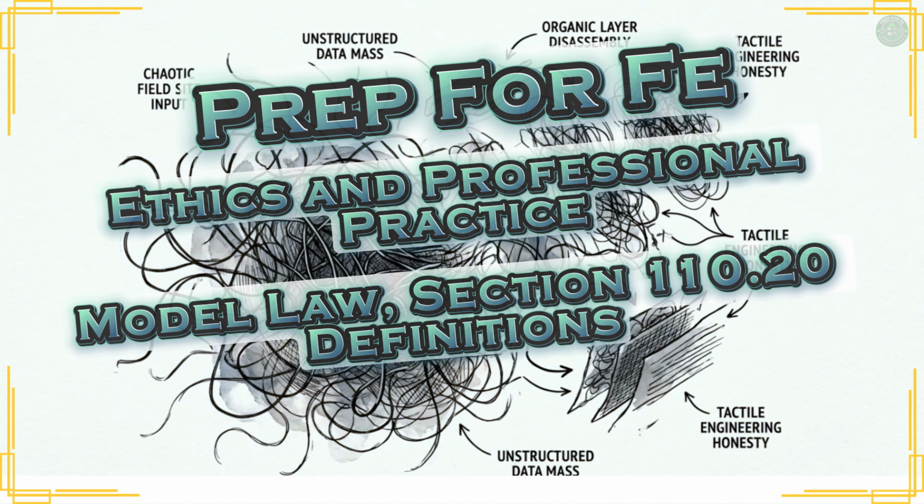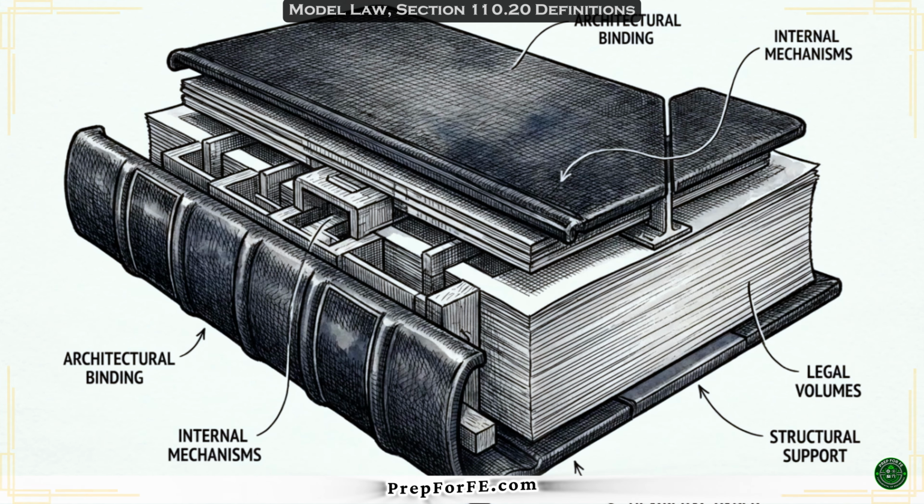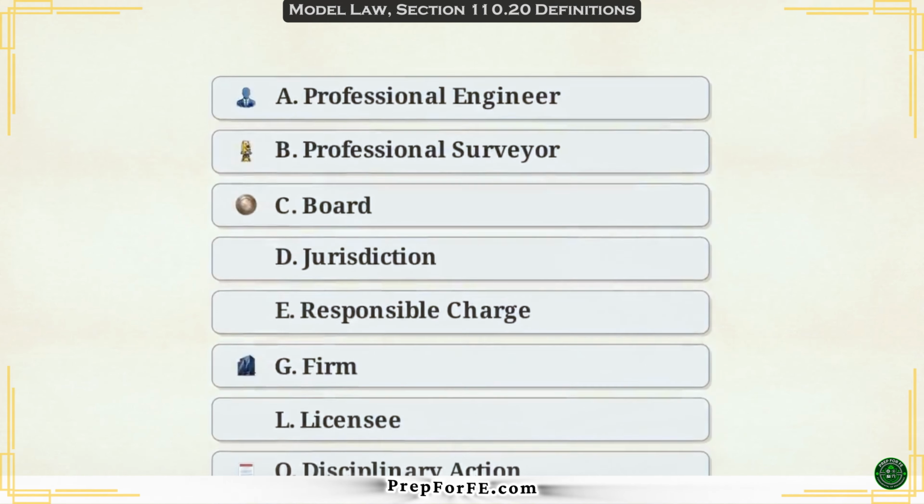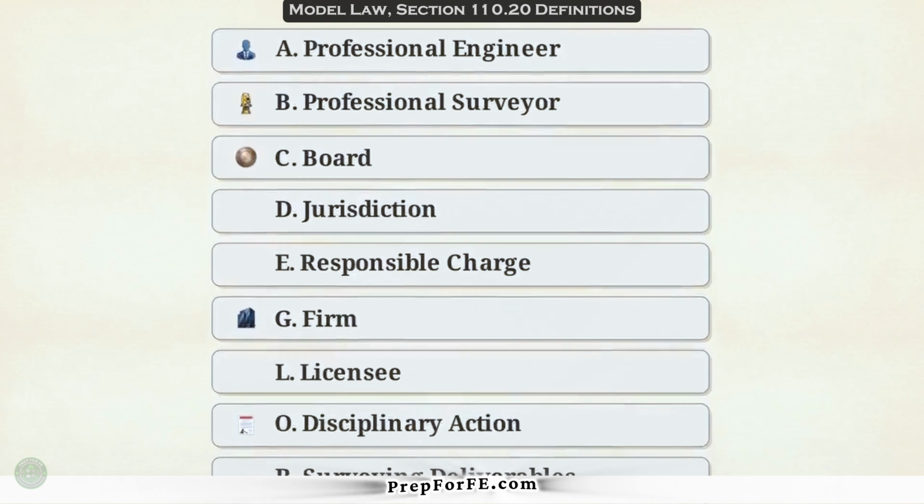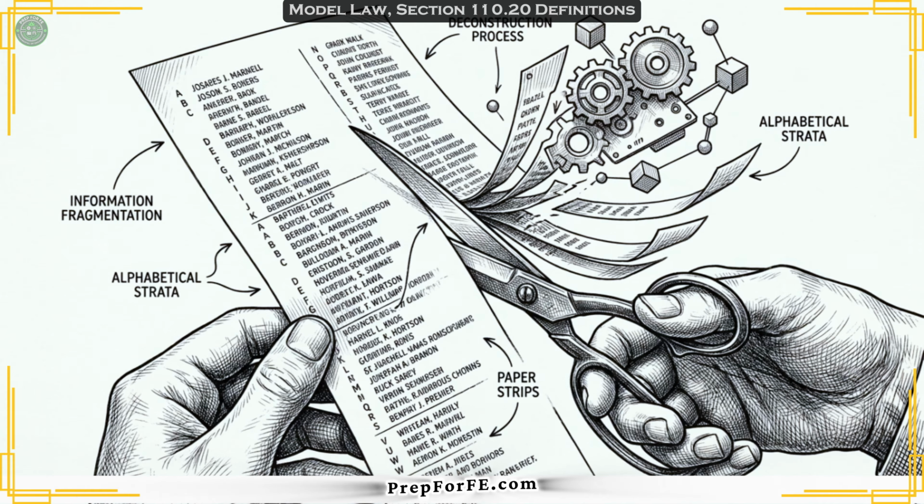Relying on everyday conversational understanding of an engineer or a surveyor is a vulnerability on the exam. Success requires precision with the exact statutory language. Section 110.20 is presented in the source material as a dense, flat, alphabetical list. This format makes it difficult to memorize, because alphabetical order obscures how these rules interact in practice. To study this effectively, we will deconstruct that alphabetical list and rebuild it into a functional mental model.